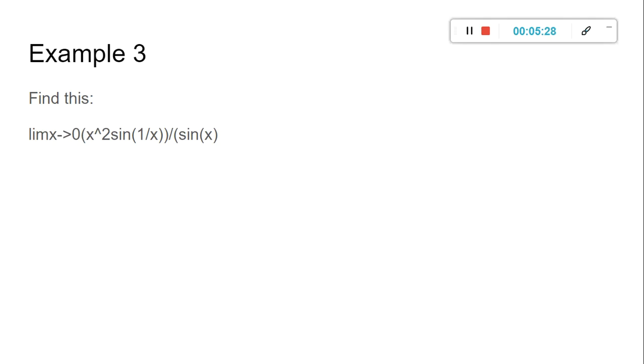Example 3. Find the limit as x goes to 0 of x squared sin(1 divided by x) divided by sin x. Well, this involves several steps of the sandwich theorem, so I give you 20 seconds to think about this.